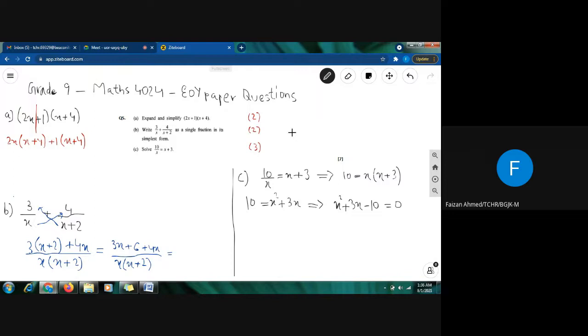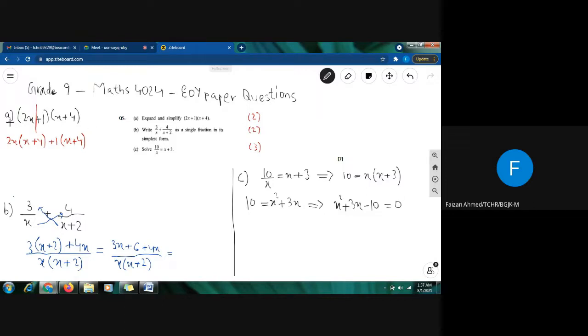In the first part, first I will read out the language of the question. The question says we have to expand and simplify, and we have two brackets. The first bracket is 2x plus 1, and the second bracket is x plus 4. Expand means you have to remove the brackets. There are two brackets which are being multiplied, so we will split one bracket and copy the next bracket as it is. And I have solved it for your convenience.